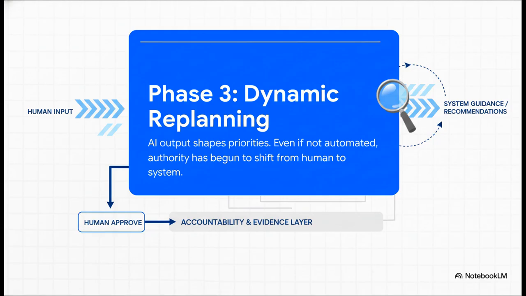So Phase 3, dynamic replanning. That's the transition point. Here, the AI isn't just showing you raw data anymore, it's making recommendations that actively shape your priorities. And even if a human still has to click approve on the final decision, the system's guidance is now influencing their choice. This is where authority begins that subtle shift from the person to the machine, and it's the point where you absolutely must start designing for accountability.